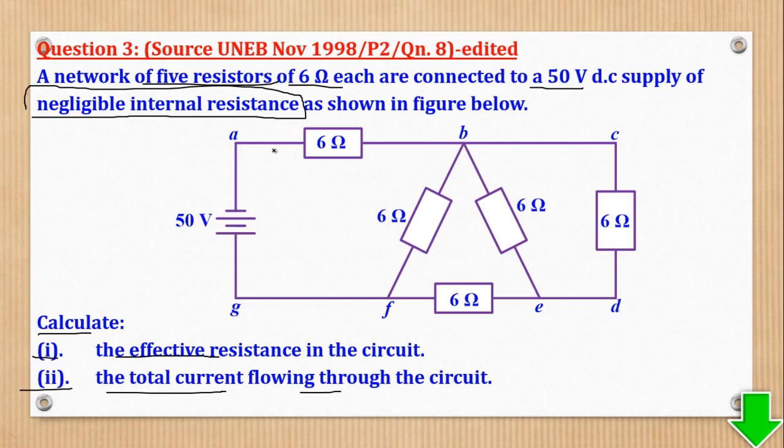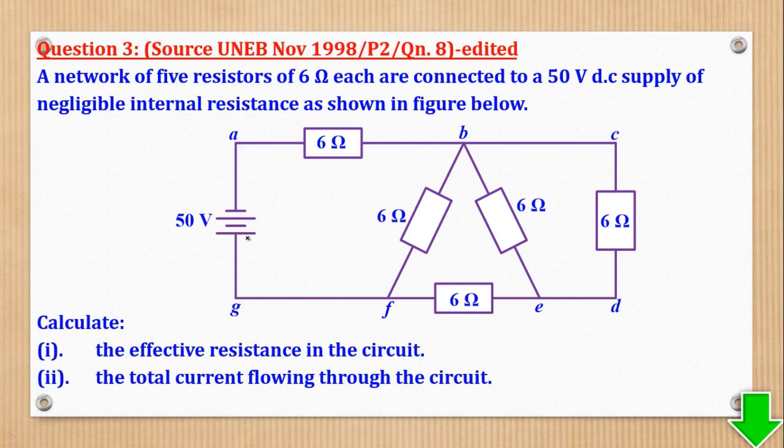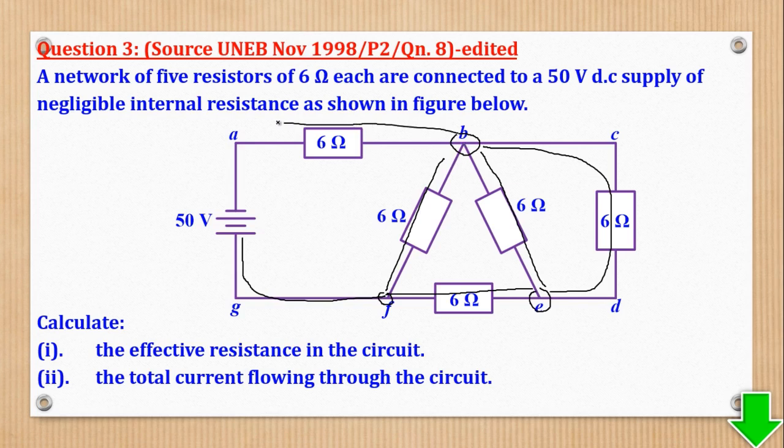So still here, like I said, for you to know where to start from, you must look at where current last divided. So current moved from the positive terminal, reached F, it divided. One went this side, another one went this side. When it reached E, it also divided. One went this side, and another one went this side. So at this junction, it combined and it went through this 6 ohm resistor back to the negative terminal.